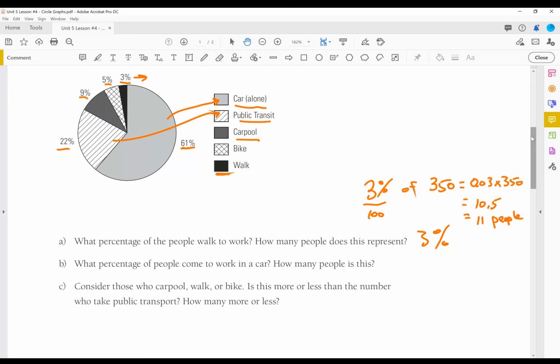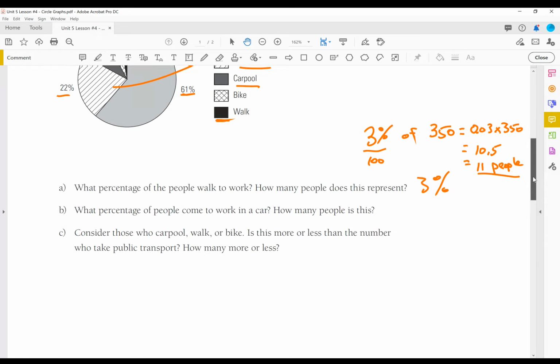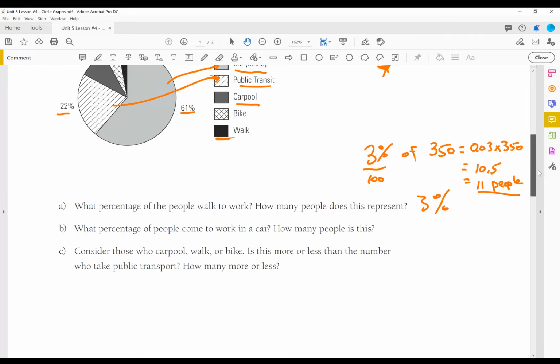Now, the reason that we got 10.5 is that when we did the survey and we found 3%, it might have actually been 2.89% or something like that. And then in order to make the pie chart look nice or make it a little bit easier to find the numbers, they probably rounded up to 3%. And so that's why we then had to round to 11 people. But because we had 10.5, I'm going to just say 11 people.